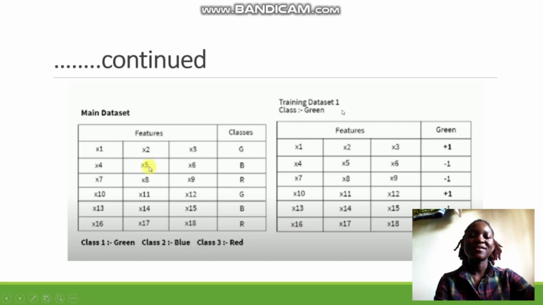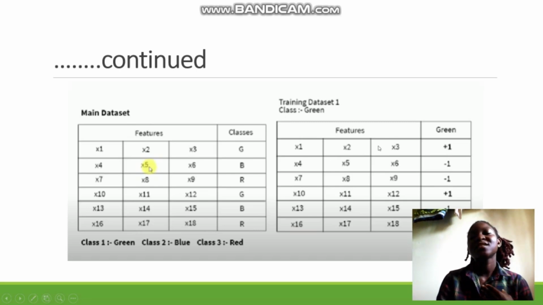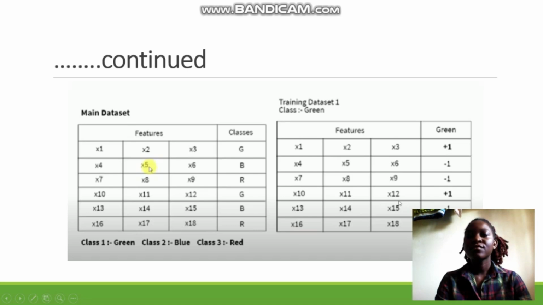So to distinguish green from the rest, we have our training data set 1. For each class where there is green, we put a positive, and where there is no green, we put a negative. After that we see that we have two classes of green, and these are the features we have used to train our model to tell between the groups. It is basing on these features to tell which one belongs to green.